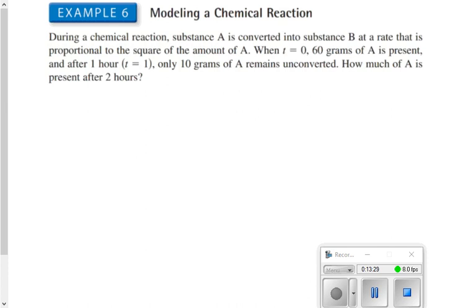For number 6, you have a chemical reaction. Substance A is converted into B at a rate that's proportional to the square amount of A. At t is 0, 60 grams of A are present. At 1 hour, 10 grams are. How much of A? So that tells me it's kind of like half-life, but it's not a half-life.